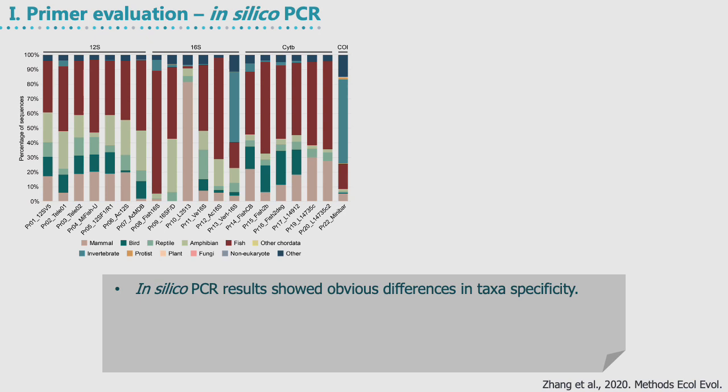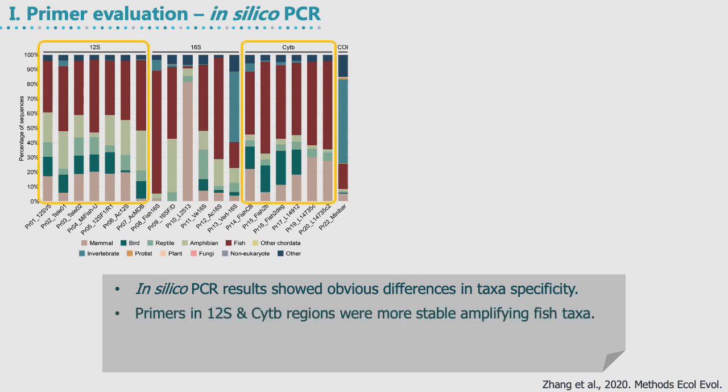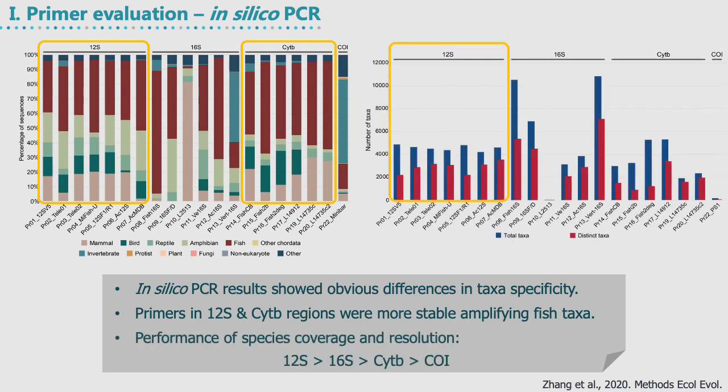Taxa specificity was different among these primers, and we can see that primers in the 12S and Z2B regions were more stable in amplifying fish taxa, and primers in 12S also performed more stably in species coverage and resolution.